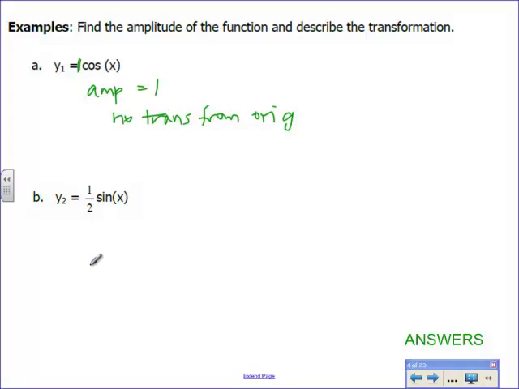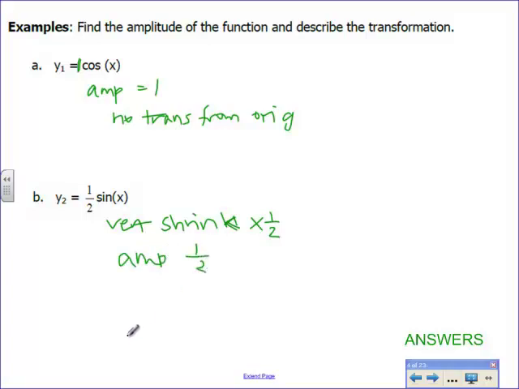In B, you've got 1/2 sine of x. The 1/2 out front is going to cause a vertical shrink times 1/2. My K just doesn't want to write, does it? Vertical shrink times 1/2 is going to cause the amplitude to now be 1/2.